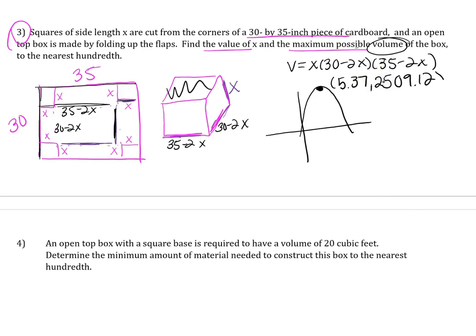Okay, so the question is asking for the value of x. This is your value of x. And it's asking for the maximum possible volume. That's your volume. So what this means is if you want, based on the dimensions of this rectangular sheet, to create the biggest possible box, you would have to cut out squares from each corner that were 5.37. And the maximum volume that would come about is this 2,509 number.